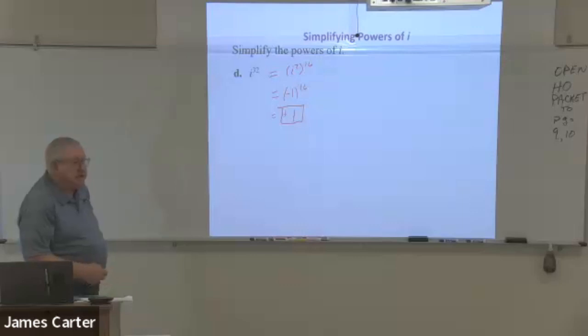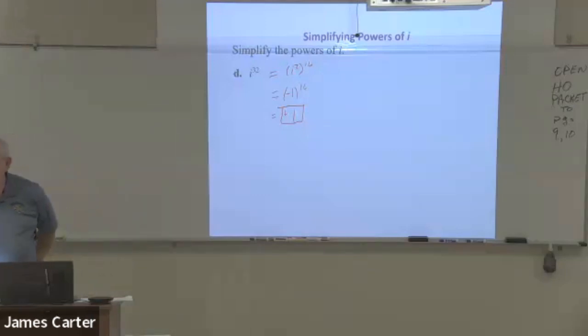Okay, i to the 32nd. Once again, we have an even power. So in this case, we break it down into i squared to the 16th, half of that power. Replace the i squared with -1. -1 to an even power is +1, and done.